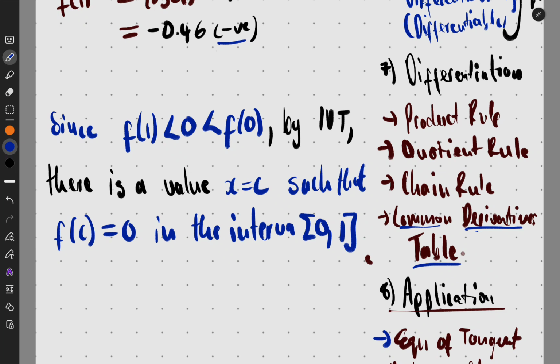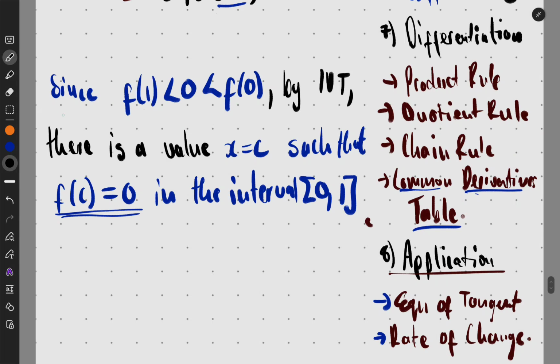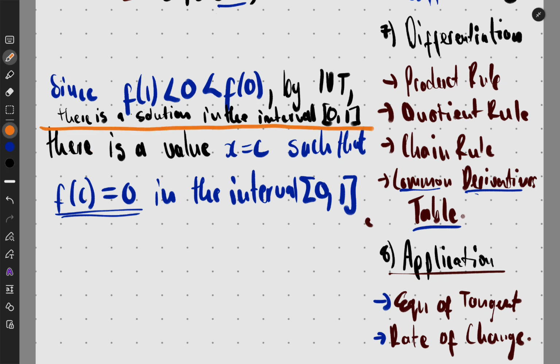Okay, so you've already now said everything. You said there is going to be a value which will give me an answer of 0. Remember, that is a solution. You can still write to say, since f of 1 is less than 0, which is less than f of 0, by the intermediate value theorem, there is a root. You can still say there is a solution in the interval between x equal to 0 and x equal to 1.